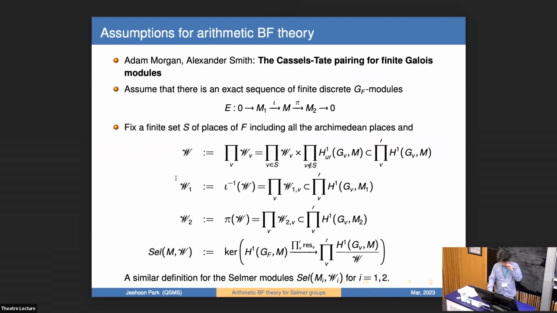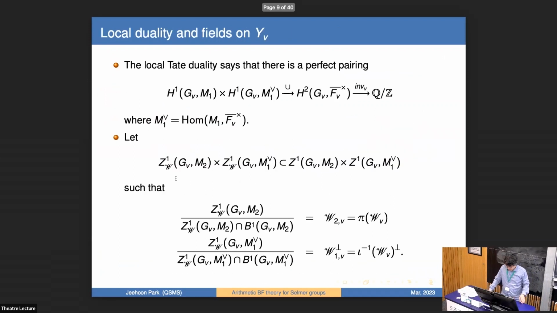Okay, so now there's an important ingredient to develop the theory. That's the local Tate duality. I mean, this local Tate duality appears several times in this conference. So the local cohomology group has cohomological dimension 2. There's a perfect pairing. And then for the theory, I need a notation for the cocycles, not just cohomology groups. So I just introduced the Z1W and Z1W such that you mod out by the boundary, then you will get W2 and W1. See, that's the notation.